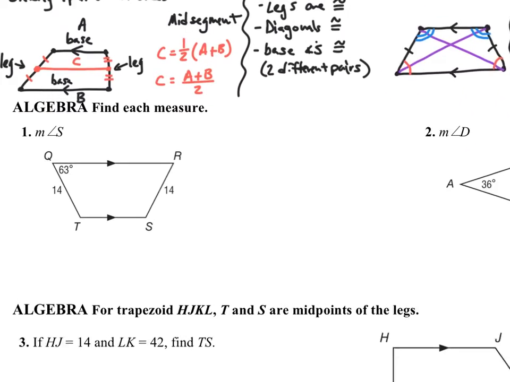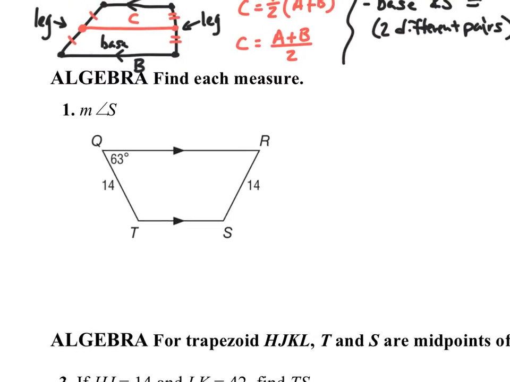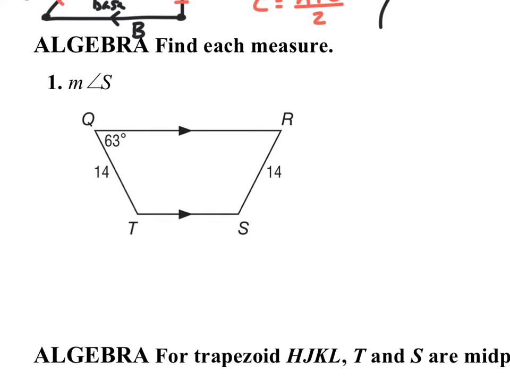So let's take a look at number one. It wants us to find each measure. So what I know is that this is an isosceles trapezoid. Okay, I know that QT is 14. I know that RS is 14. So I know that these two segments are congruent. And it wants me to find what angle S is, okay?